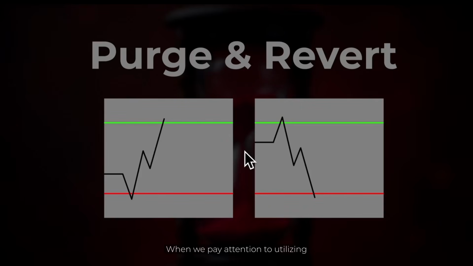When we pay attention to utilizing time cycles for draws on liquidity, my main focus is on determining whether or not purge and reverts are taking place. What purge and reverts represent is the following. A purge and revert is basically the market taking out, in a bullish example, a previous cycle low, meaning this red line right here is the previous cycle low.